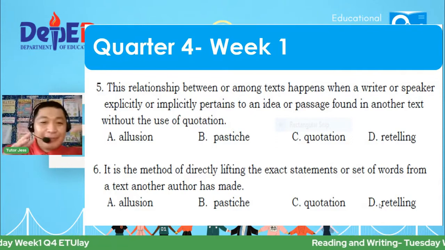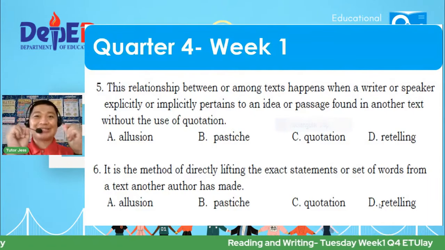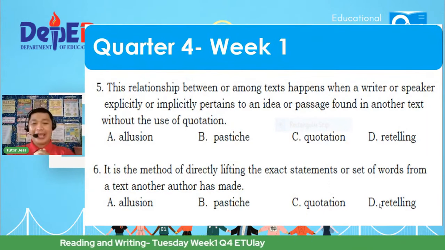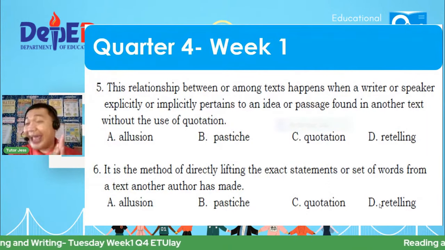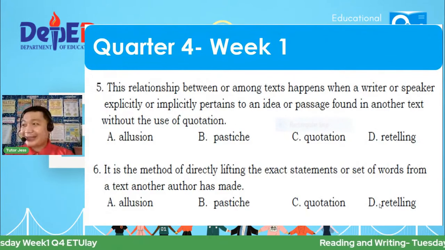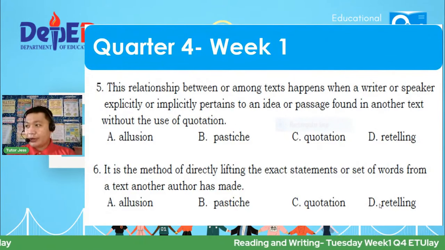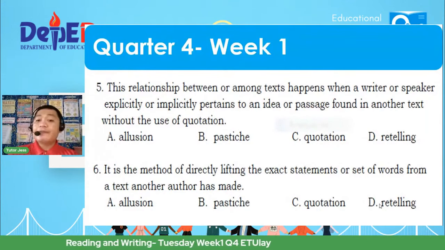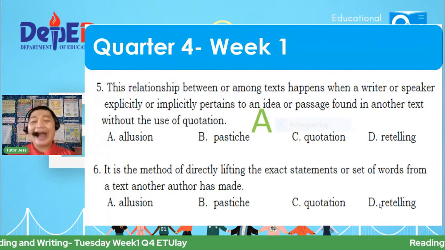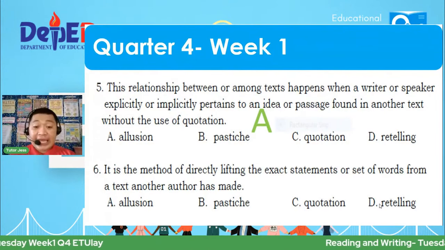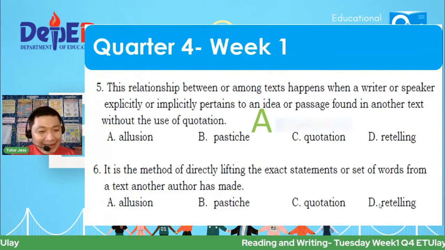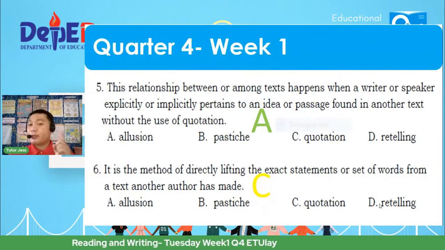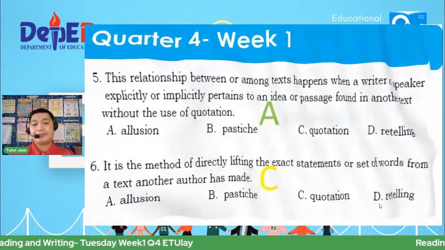Okay, comment down below in our comment box, students. Tingnan nga natin kung ano ang tamang sagot. Alright, number 5. According to Erlinda. Tingnan natin. Number 5 is letter A, allusion. Number 6 is, okay, tingnan natin, this is letter C, quotation. Merong mga clues dyan. Why is it letter C?